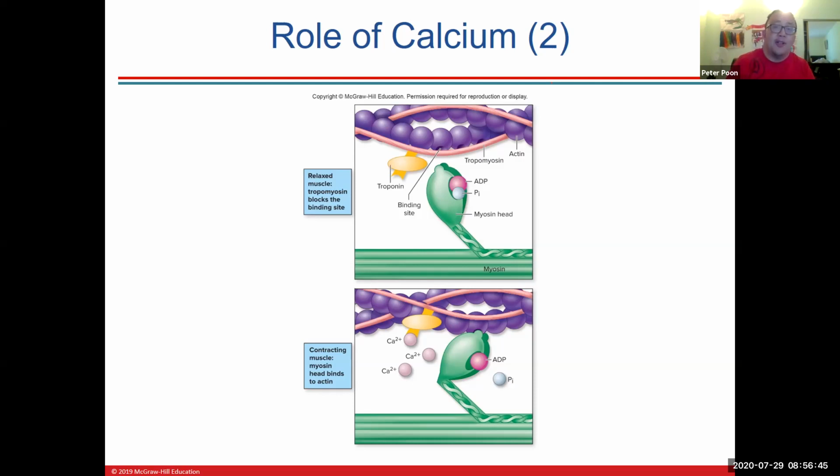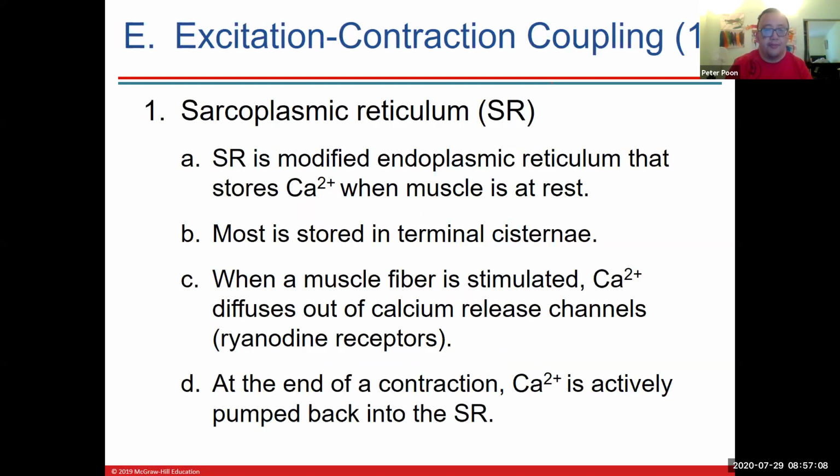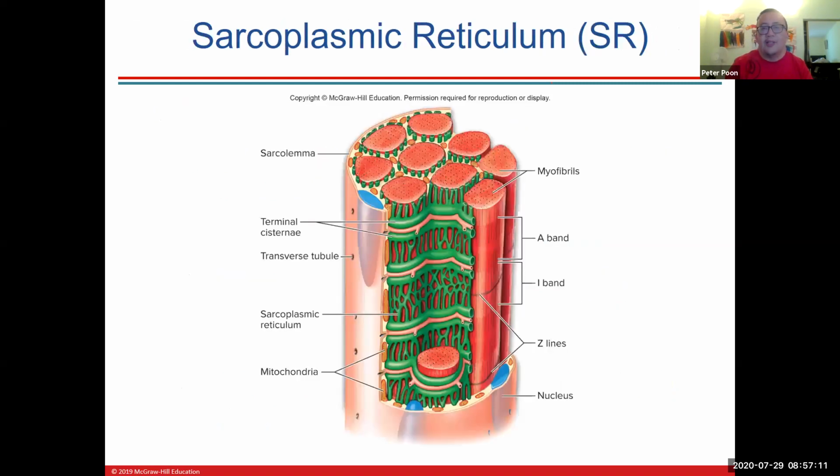Okay, so I always like to think of the troponin as a little guard dog, and the calcium as, you know, steak. You release the steak, the guard dog runs away to eat the steak. The myosin has a job: it can pull on the actin. So that's the sarcoplasmic reticulum that releases the calcium. Notice it's spread basically all over the cell.